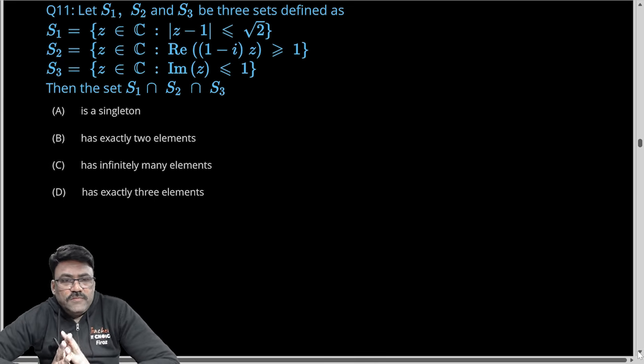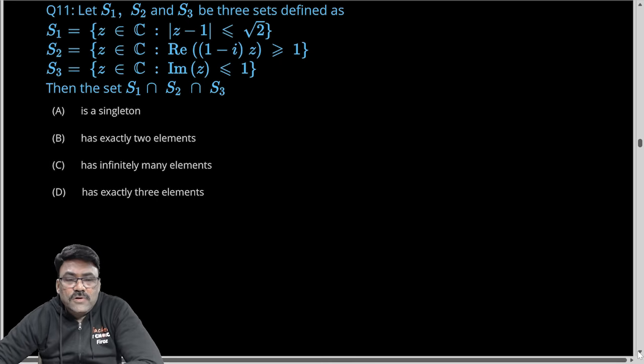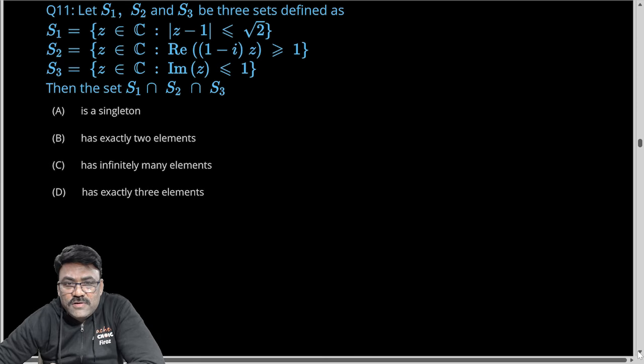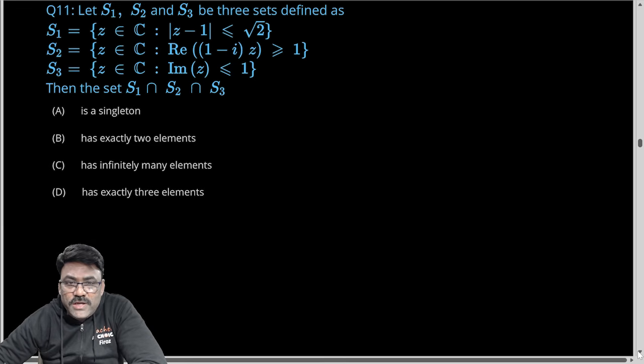See this question. This is based on complex numbers. S1, S2, S3 are 3 sets. The first set S1 contains all the complex numbers satisfying this inequality. And this inequality is basically the set of all the complex numbers lying on or inside a circle having center at (1, 0), radius √2. Let me repeat. Set S1 contains all the complex numbers lying on or inside a circle whose center is (1, 0), radius is √2.